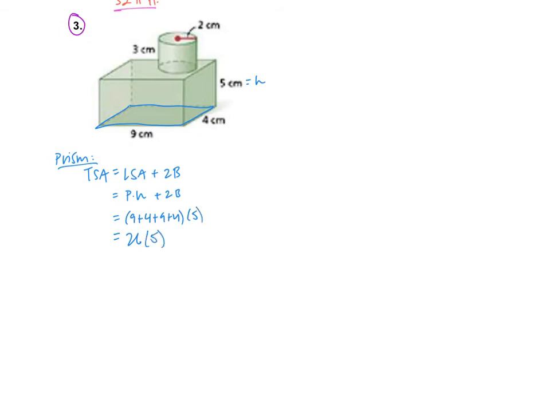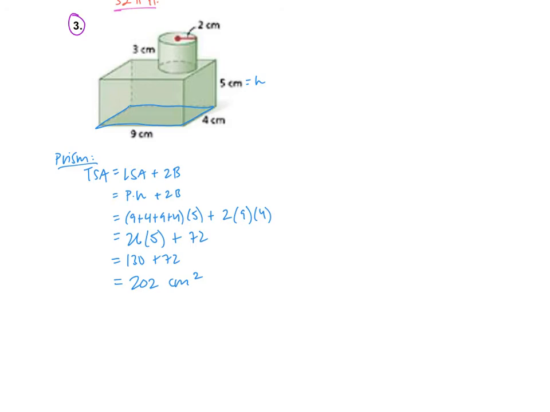So we're going to get 26 times 5. We can put that in our calculator and we see we end up getting 130. Now, obviously, we have to add that to 2 times the area of the base, which is 9 times 4. If we do 9 times 4 in our calculator times 2, we're going to end up getting 72. So I'm really adding 130 plus 72. So that's going to give us a lateral surface area, our total surface area of 202 centimeters squared.